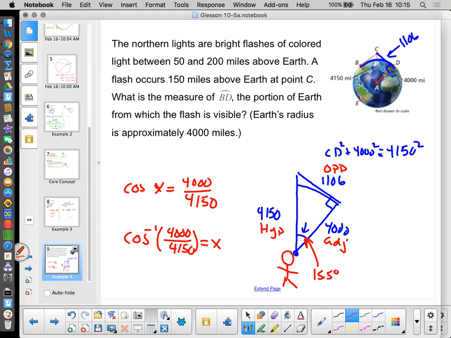So that means that this whole angle, because it has to be the same, has to be 2 times that, or 31 degrees. So this arc on the Earth is 31 out of 360 degrees, or about 1/10, well, 1/12 of the planet can probably see that. 31 over 360 is approximately 1/12. So that can be seen for 31 degrees for a 150-mile flash.